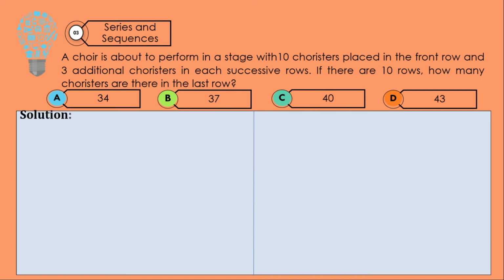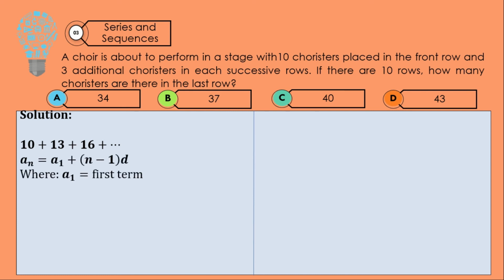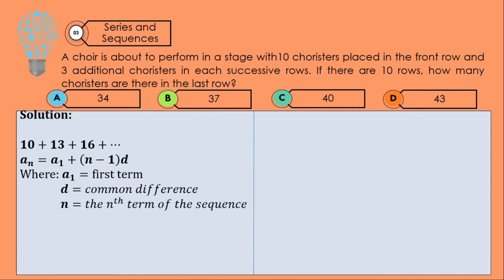The first row has 10 choristers, and in each successive row we have 3 additional choristers. So from 10 we add 3, therefore we have 13, and add another 3 we get 16. This is an example of an arithmetic sequence problem, and to solve this, we use this formula where a sub 1 is equal to the first term, d is the common difference, and n is the nth term of the sequence. Our first term is 10, and since we add 3 in each row, our common difference is 3. What is being asked in the problem is the number of choristers in the last row, which is the 10th row. Therefore, n is 10.